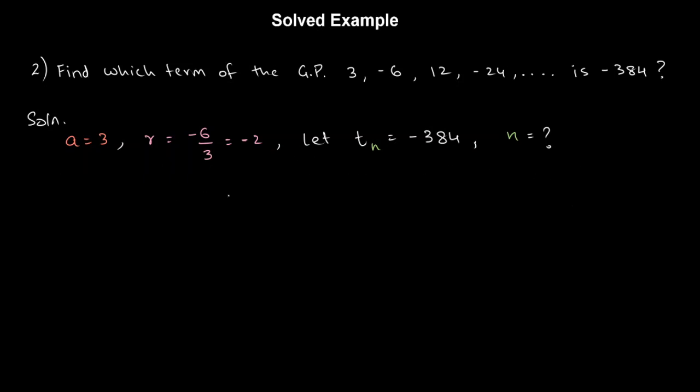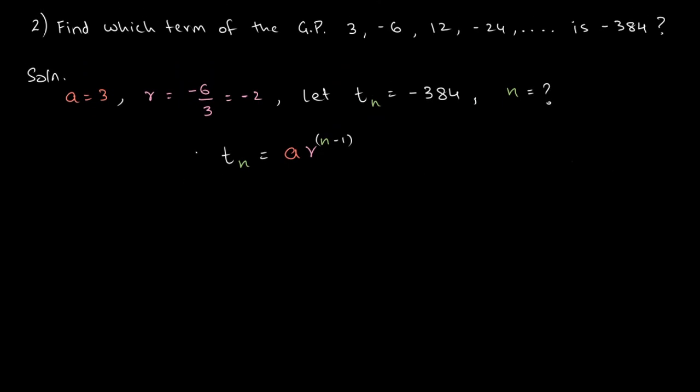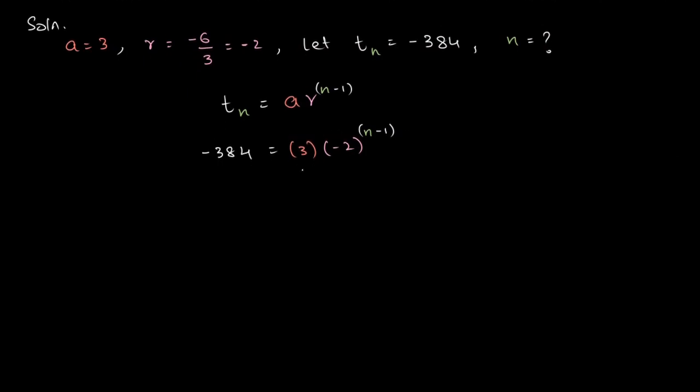Let's use the formula for the general term of the geometric progression for that. So Tn is equal to the first term, which is a, into the common ratio, which is r, to the power n minus 1. This is the formula of the nth term. Let's start plugging in our values now. We know Tn is -384. We know a is 3, so let's put that in there. We know r is -2, so let's plug that in as well. And n is the unknown, so we leave that as it is for now, to the power n minus 1. Alright, so what we want to do is solve this equation and find the value of n.